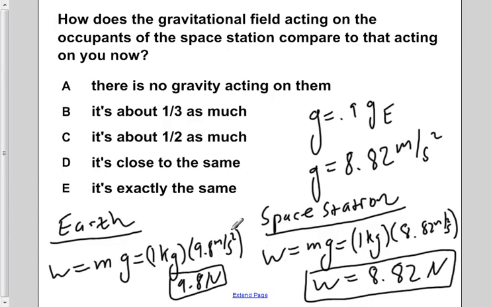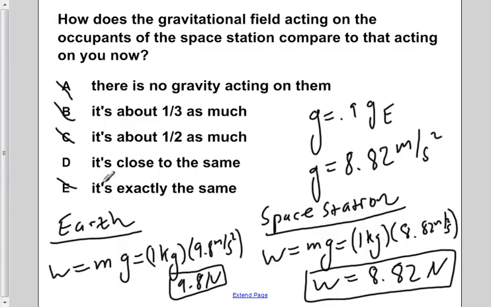So here we can see that we still have gravity acting on them, so A is wrong. B is saying it's 1/3 as much. Our weight is not around a value of 3, so that's wrong. C says it's 1/2 as much, well, 1/2 of 9.8 is 4.9. We're still at 8, so again, that's wrong. D says it's close to the same. That makes sense, but let's continue going through all of our choices to see if another one makes more sense or is better. And then E says it's exactly the same. Well, we know 9.8 is greater than 8.82, so E is also wrong.